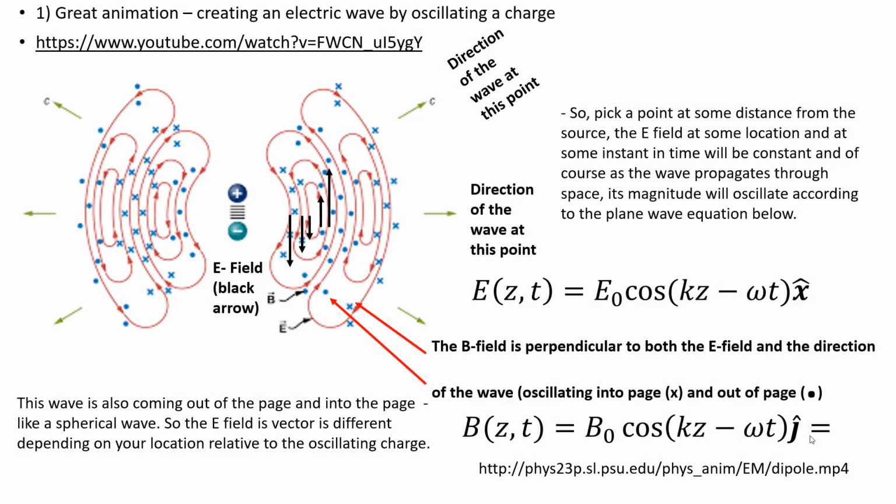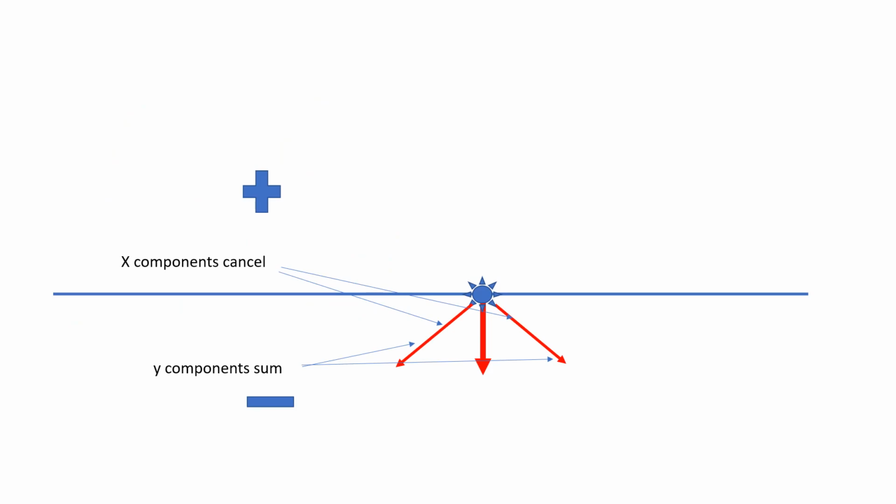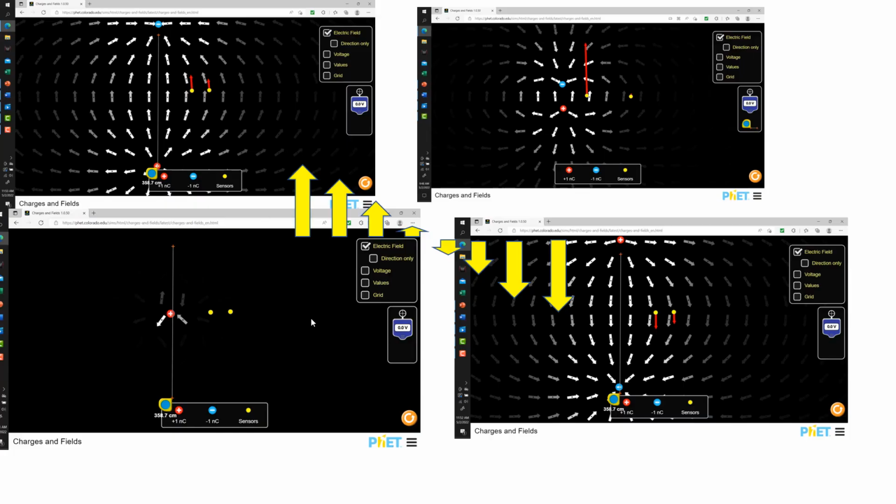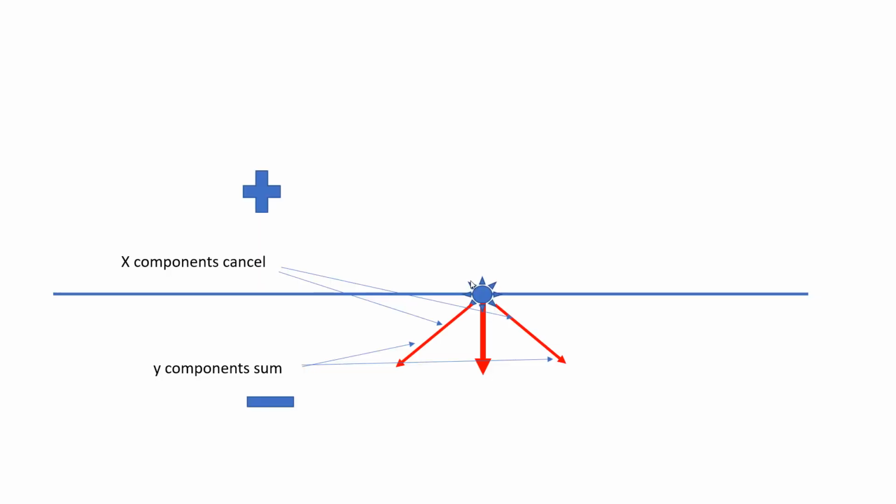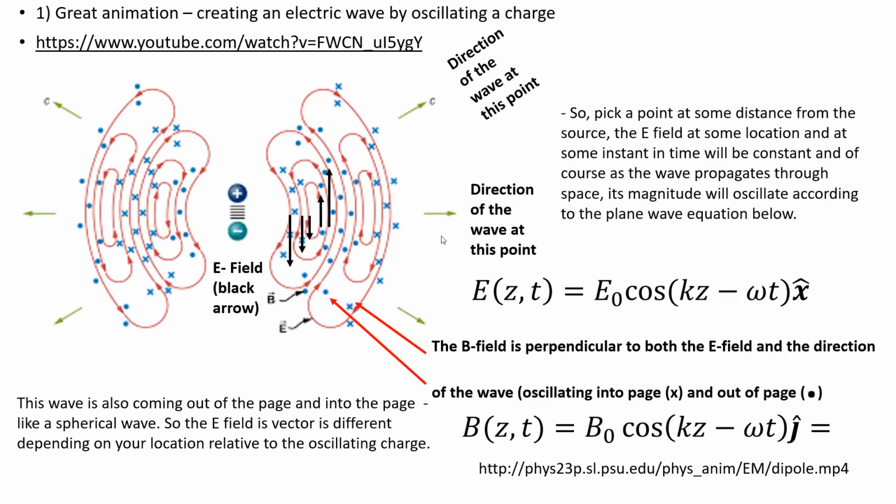You saw in the animations in the video that I was looking at the magnitude of the electric field at a particular point in time. It was just going up and down, up and down. I demonstrated that this was due to the fact that the components of the E field vectors in the x direction cancel, and only the vector components in the y direction were summed. So it was going up and down, up and down.